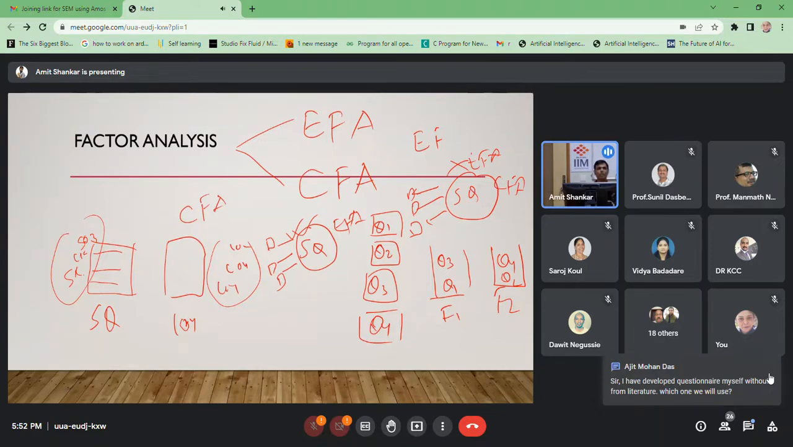So first you will use EFA and then you will use CFA. First you develop your items, run EFA, and you will be able to group them. After grouping, you have to give the names. After giving the names, you can run the CFA. So in your case, exploratory factor analysis and confirmatory factor analysis both are required, and you should go with it.